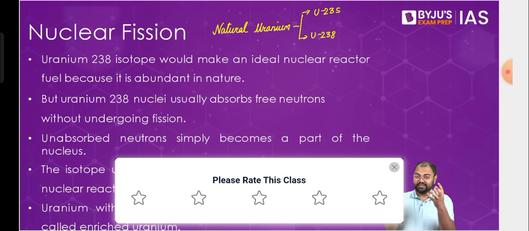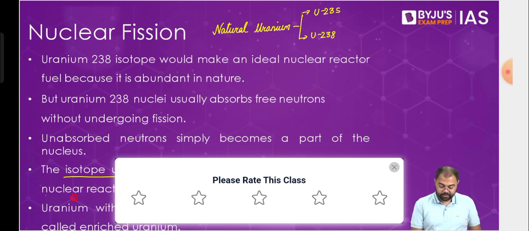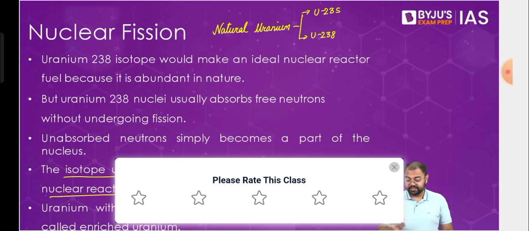Even if you bombard uranium-238 with an extra neutron, it will simply absorb it and do nothing. Natural radioactivity will keep on happening, but fission wouldn't occur. Just remember that uranium-235 is the only natural isotope that is capable of nuclear reactions. Only natural material. Uranium-238 cannot.